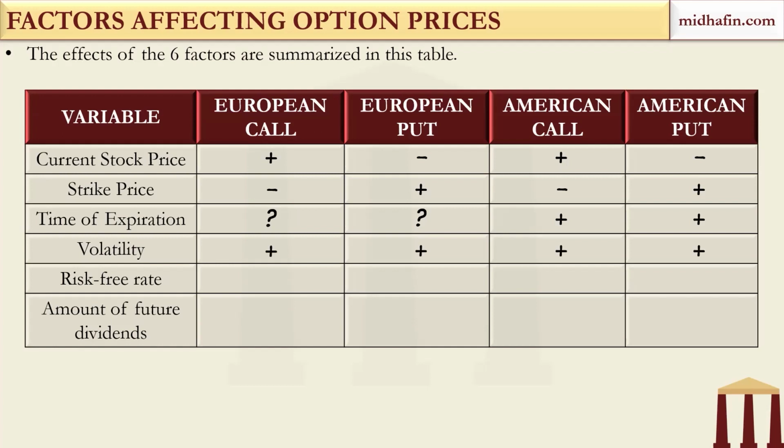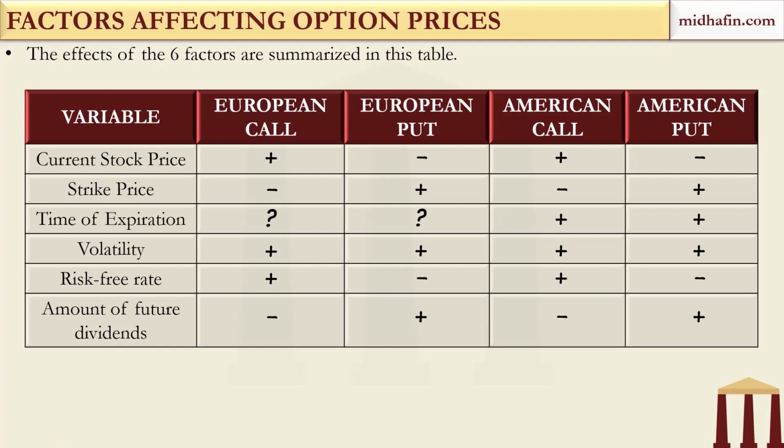Now for volatility, for both American and European style options, be it call or put, if volatility increases, the value of the option will increase, irrespective of its type. Risk-free rate: if the risk-free rate increases, the value of call options increases, but the value of put options falls. Then finally, we have the dividends. If the amount of future dividends increases, the higher the dividends are, the lower the call option value will be, and the higher the put option value will be. So that's the summary of these 6 variables and how they affect the option price.